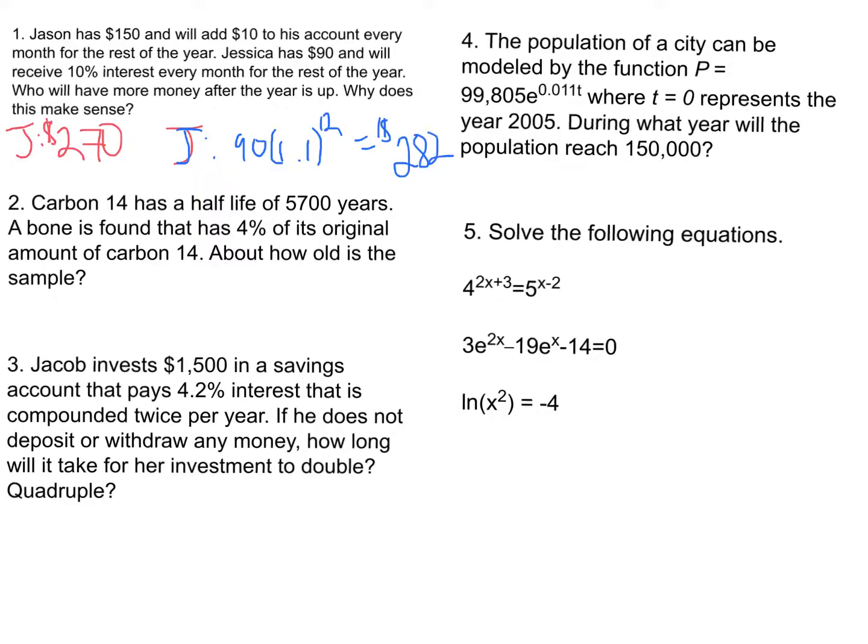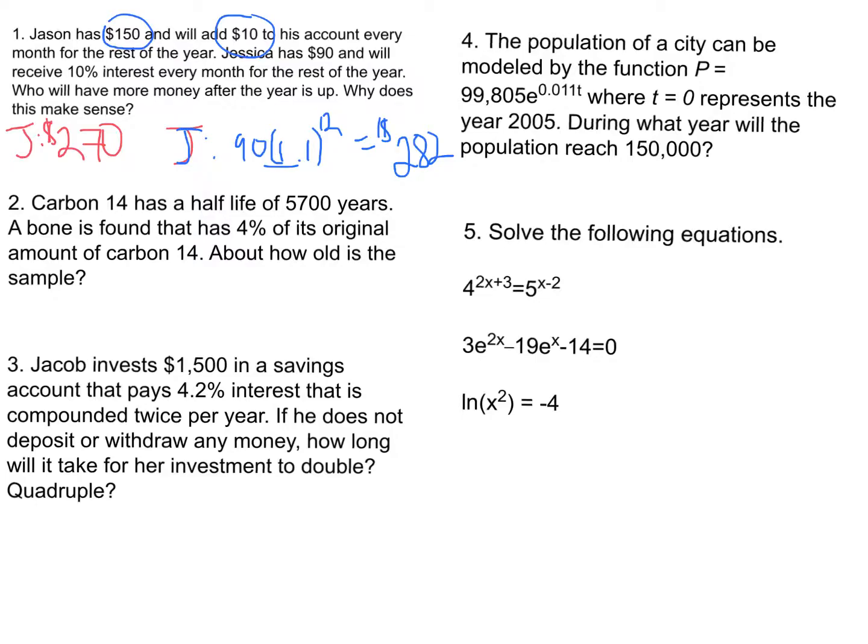Right? So Jessica makes more, and this should at first be a little confusing, right? Because Jason makes more each month, or at least for the first month, and has more to begin with. But that's the power of exponential functions. They grow much more quickly.